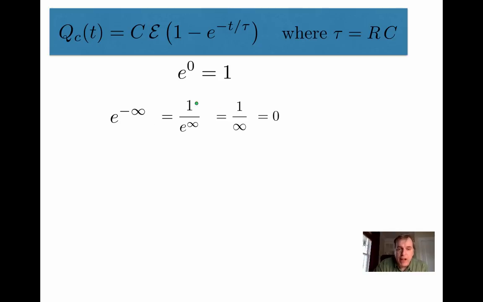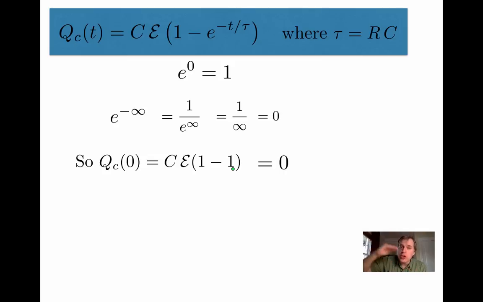Okay, so given these values, we can check. If you set t equals 0 in this equation, what do you get? You get CE times 1 minus e to the 0, which is 1, and that gives 0. Of course, as it should, right? That's a condition we imposed to solve the equation. Okay, what about at t equals infinity? So you start with no charge at t equals 0, which we know it should be like that. If you wait a very, very long time, we know the charge will reach a maximum value, but what is it equal to?